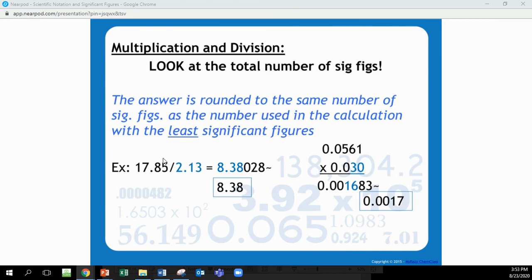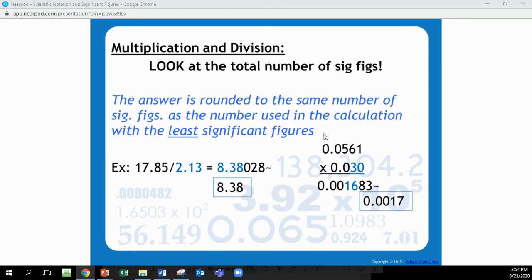So this one right here has 1, 2, 3, 4. 4 significant digits. This one has 1, 2, 3. 3 significant digits. 3 is less than 4, so your answer must be 3 significant digits. So out of this whole big number, you can only write down 8.38. The number next to the 8 is a 0, so the 8 remains. We do not round up.